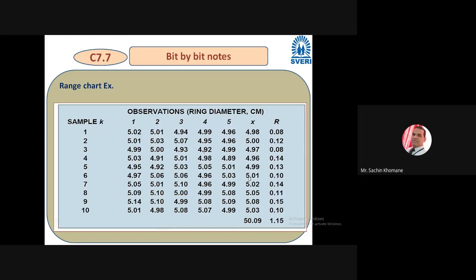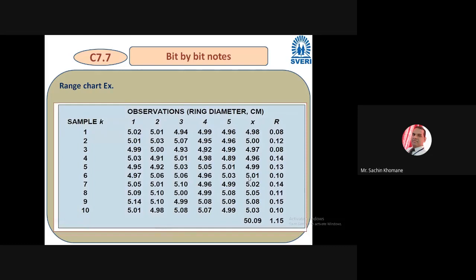So now in this example, in the first sample you can say 5.02 is the larger reading, right? Horizontally you have to see, yeah? And what is the smallest reading? 4.94. Right? So what is the difference between these two? 0.08.